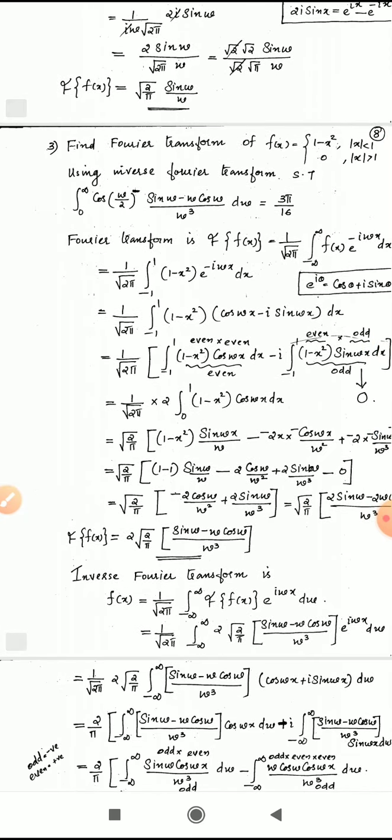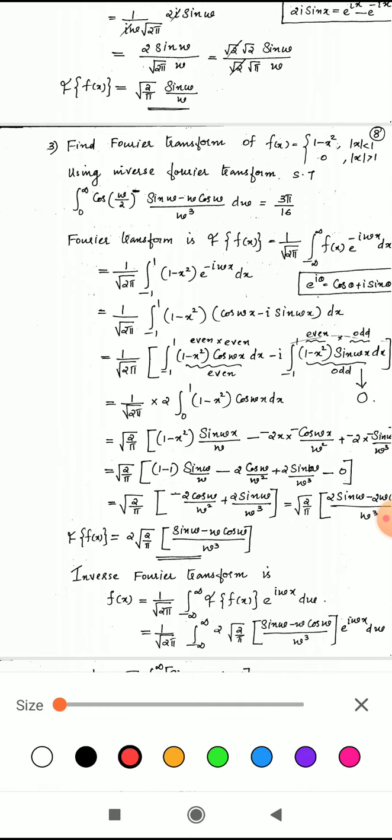Next, consider the third problem. Find the Fourier transform of f of x equal to 1 minus x square where mod x less than 1, and 0 where mod x greater than 1. Using inverse Fourier transform, show that integral 0 to infinity of (sin omega minus omega cos omega) by omega cube into cos omega by 2 d omega is equal to 3 pi by 16. There are two questions. First, we have to find the Fourier transform, and using inverse Fourier transform, we have to prove this equality.